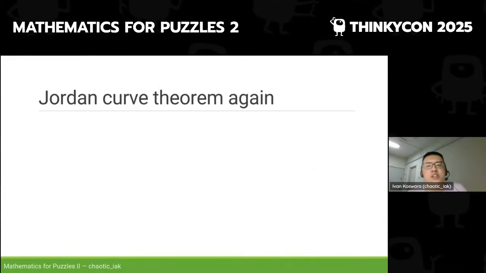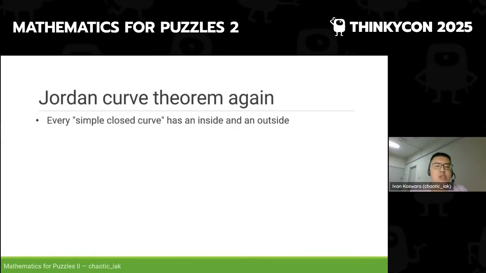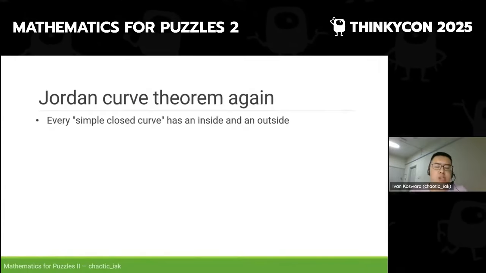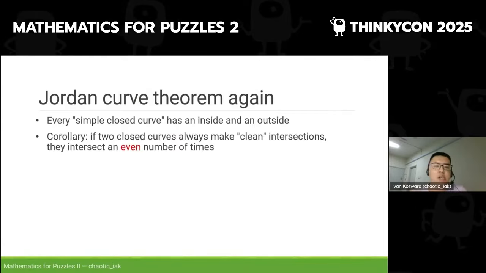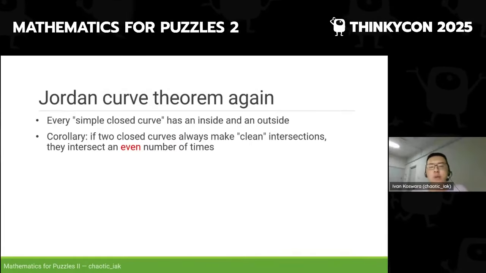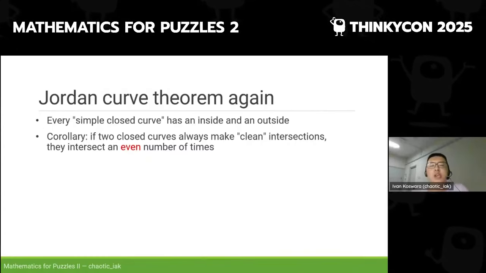Let's go back to Jordan curve theorem, and this was a statement of Jordan curve theorem. We have a corollary, which is basically a related result. If two curves always make clean intersections, they intersect an even number of times. I will explain what clean means later.